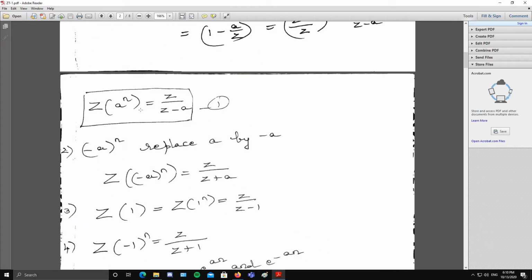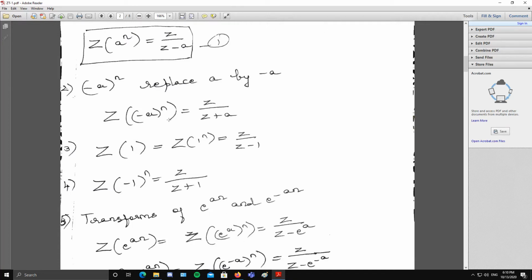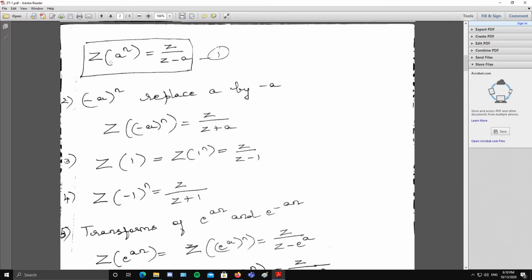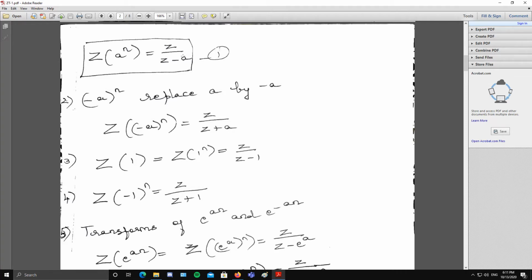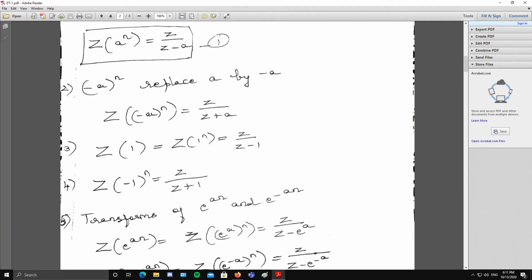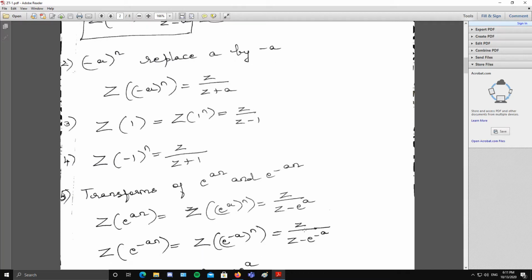So we know the transform of a power n. What is the transform of a power n? z by z minus a. So in place of a, if you have e power a, a is replaced by e power a. So z of e power an is same as z of e power a the whole power n. So you just have to replace this a by e power a. So z by z minus e power a.